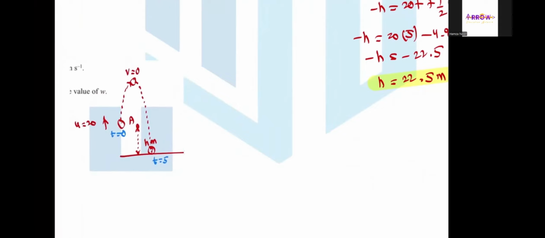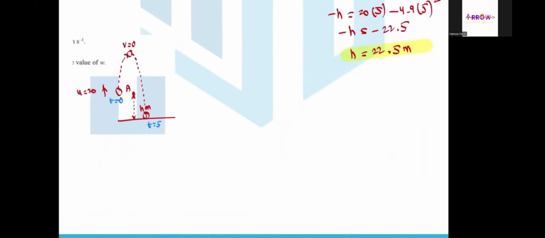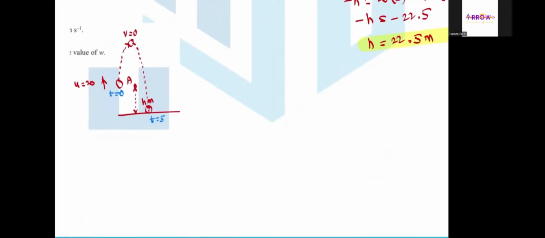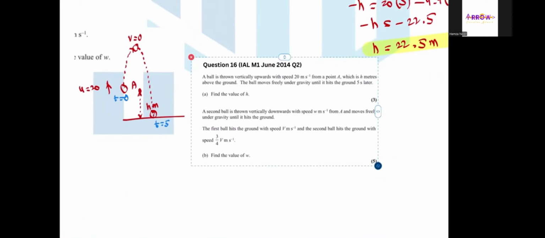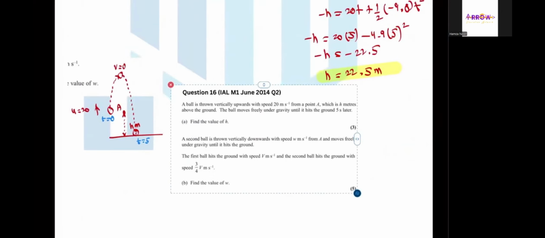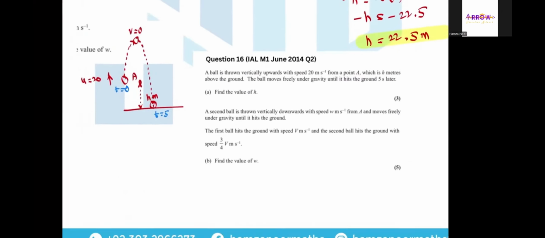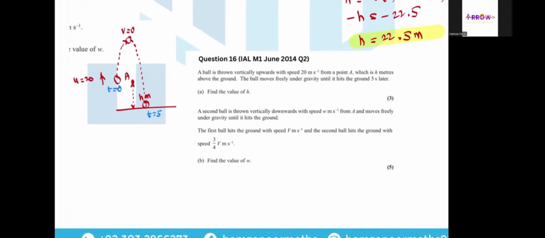So here is a sketch and I'll bring the picture of the question over here as well. So you can have a look at the information of the question again. All right. So what we know is that a second ball is thrown vertically downwards with a speed w meter per second. So we have two balls now. First one is ball one, other one is ball two.